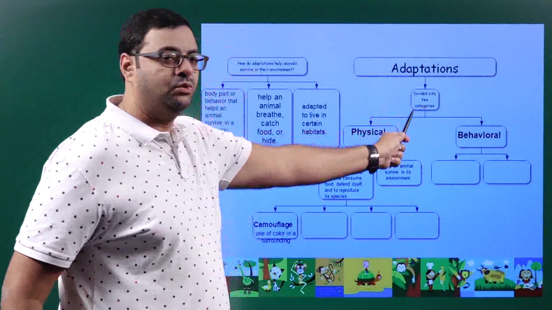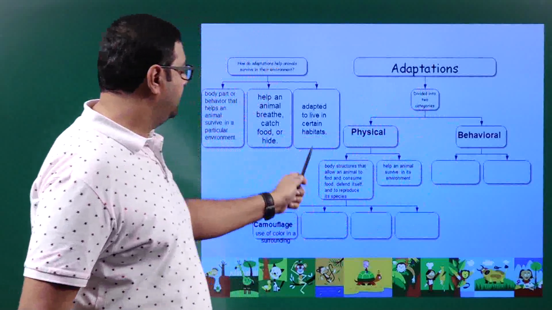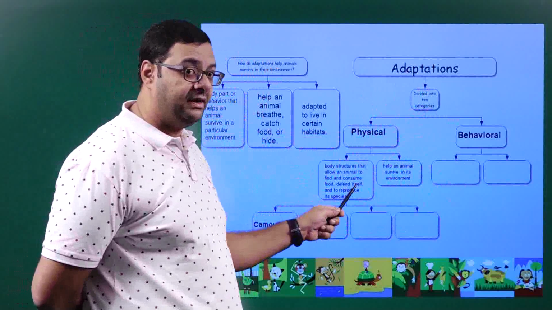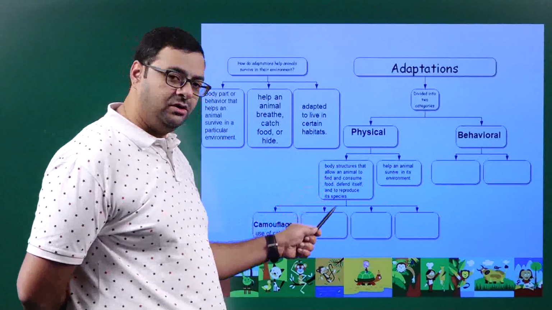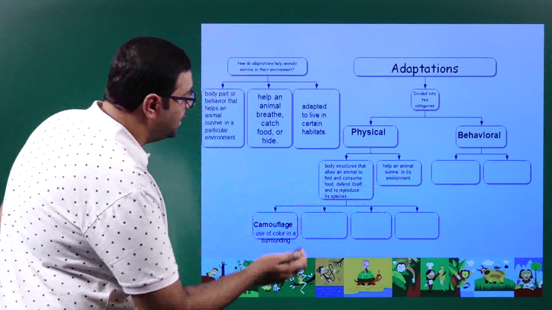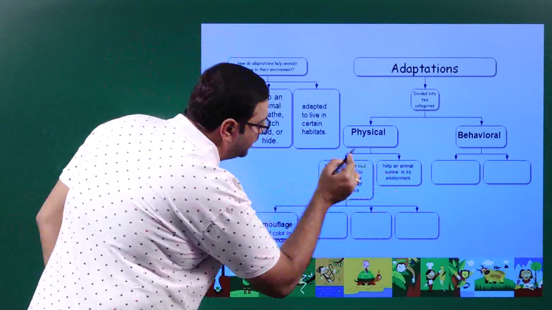Adaptations are divided into two categories: physical and behavioral. Behavioral we'll be looking at later. Then body structures. Body structures are made in order to defend themselves, to reproduce species, and to help the animal to survive in its environment.